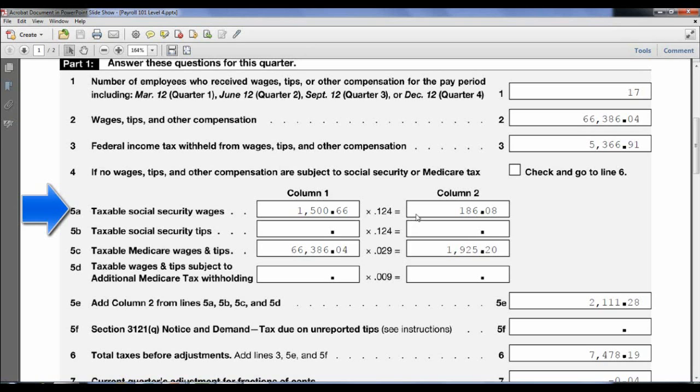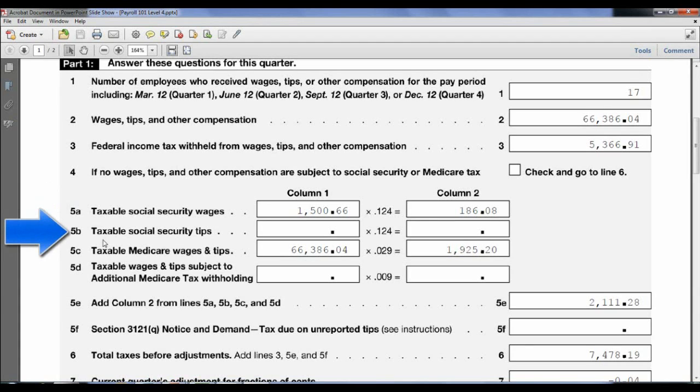Then in column 2, we see that the total taxable wages from column 1 are multiplied by 0.124. That is the employee share, 0.062, and the employer's share, 0.062, of Social Security. So it's the $1,500.66 times 0.124, which equals $186.08. Line 5B, taxable Social Security tips.